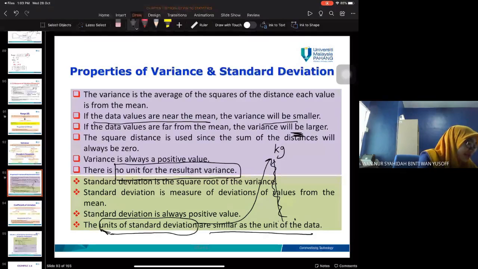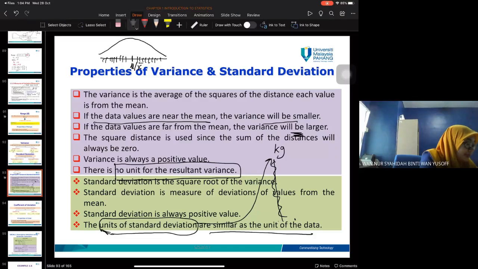Okay, if we can sketch here, if we compare, so the mean here, let's say mu or x bar. So this is your data. If the data here is close to the mean, it means that we have smaller variance. If the data here is far from the mean, it means that we have larger variance.